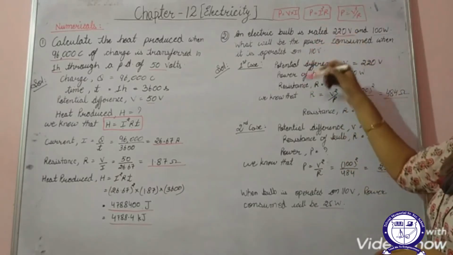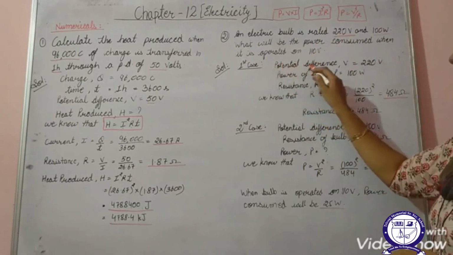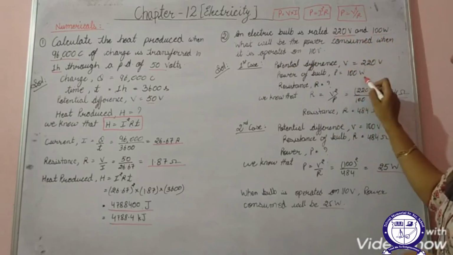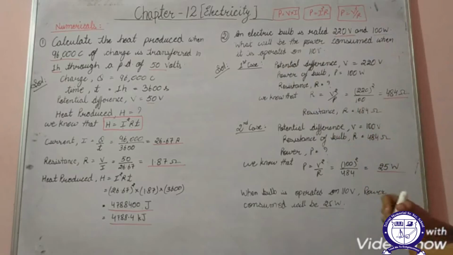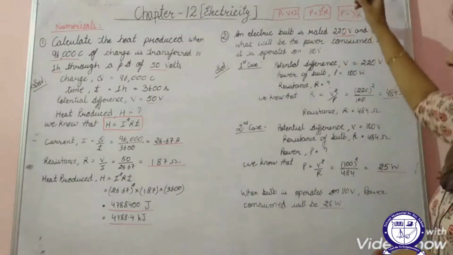So two cases we can consider, one is this and the other is this. In the first case the potential difference is given as 220 volt, power is given as 100 watt. Now how to calculate this? Only these formulas of power are known to us.